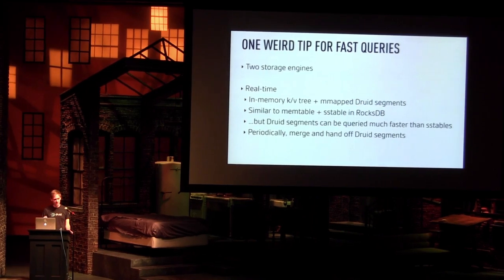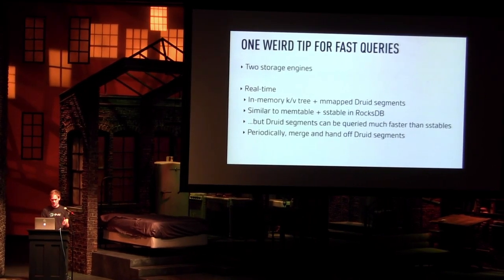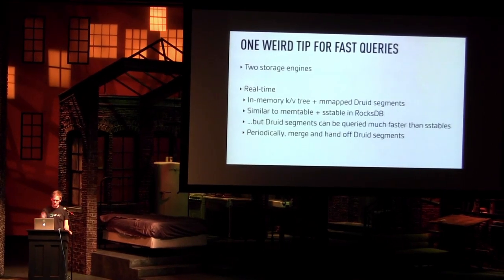Periodically, the real-time node will take these on-disk things it has, and this in-memory thing it has, generate appropriately sized final Druid segments, merge them together, and then hand them off to the historical nodes. So the real-time nodes are really only handling a window of recent data. And we can get away with that because we're trying to handle event streams where almost all of the writes are very recent data.